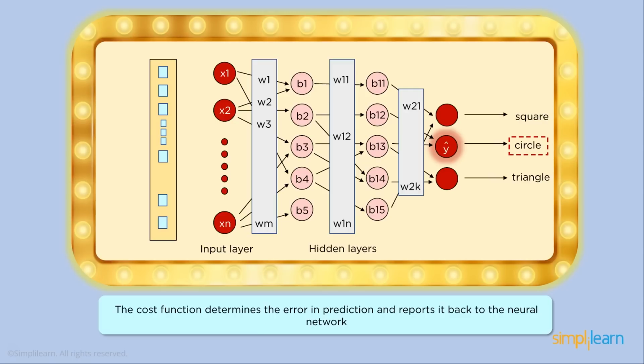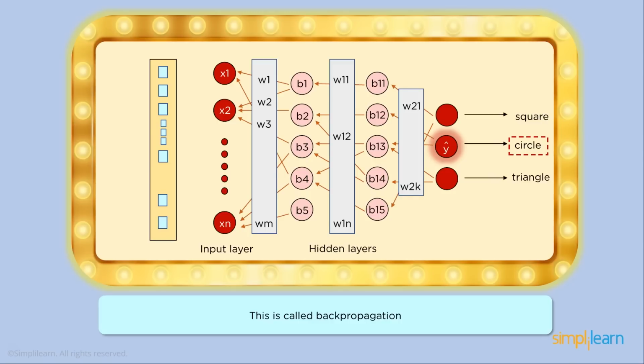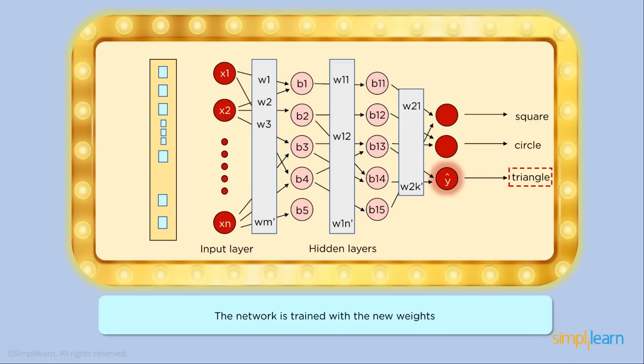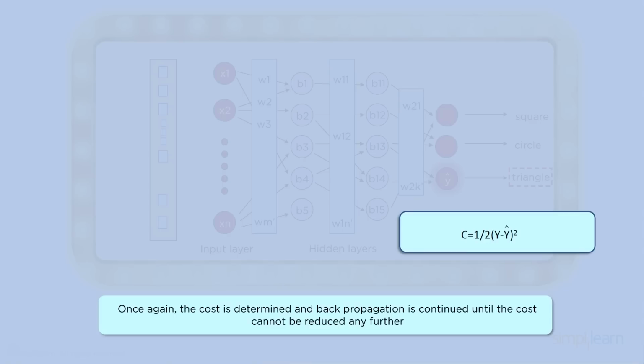So we're going to do some backpropagation. That's what this is called, backpropagation. We're going back through the network the other way, and we're sending that error back the other way. The weights are adjusted in order to reduce error. The network is trained with the new weights, and you can see here we have c equals 1/2 (y minus y predicted), or (y actual minus y predicted) squared. Once again, the cost is determined and backpropagation is continued until the cost cannot be reduced any further.